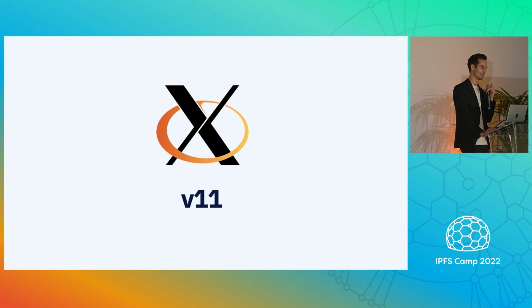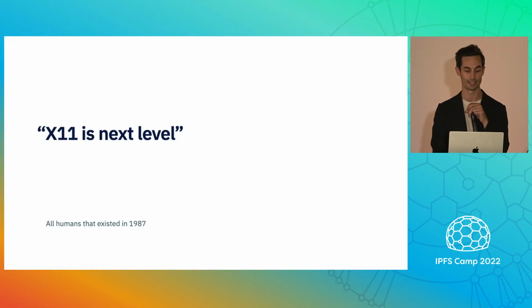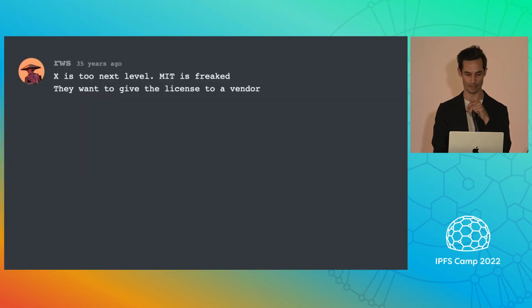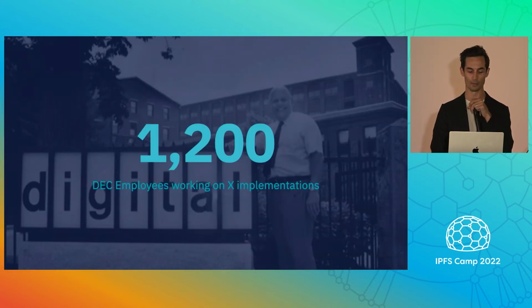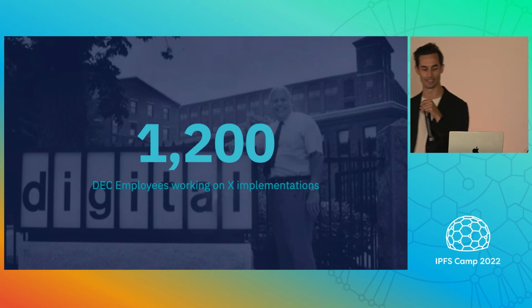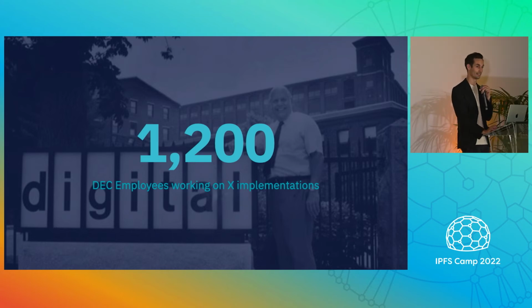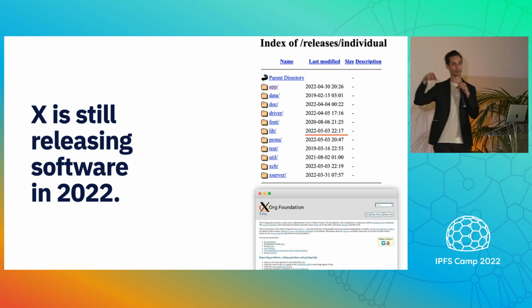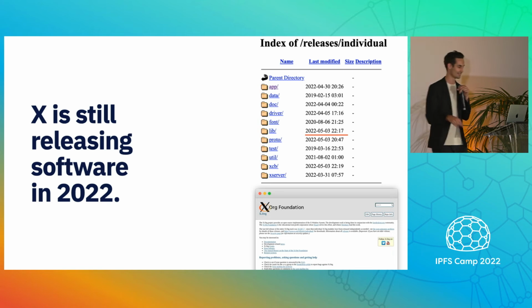And this is where things go from, wow, this is a really successful project with some interesting legs, to moving to 9 hardware vendors. MIT license is good. Oh yeah, so this is the conversation I had. But at one point, we end up with 1,200 employees working on this thing. Digital Equipment Company goes all in on the X window system. It is still releasing software today in 2022. The X window system is still in use in a number of places.